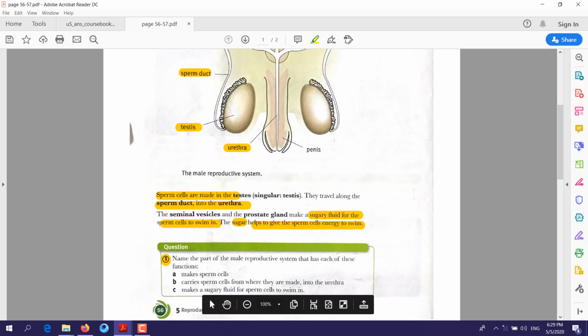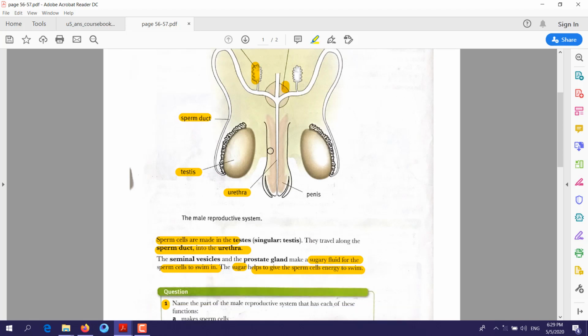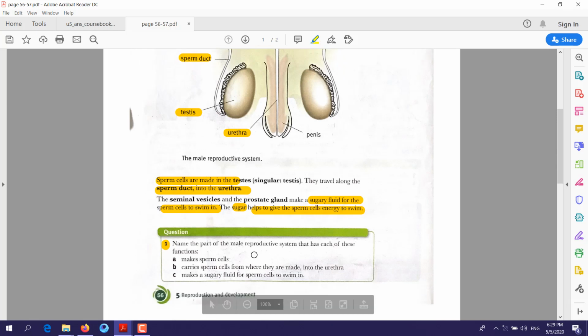Questions. Question number 1. Name the part of the male reproductive system that has each of these functions. A. Makes sperm cells. Which of these parts is responsible for producing sperm? The answer is the testis.